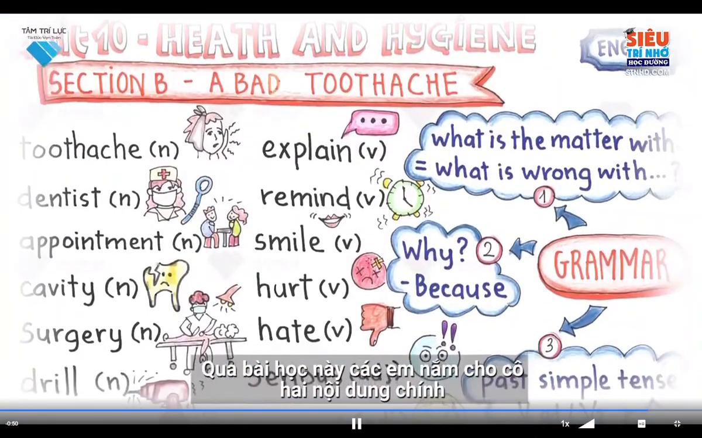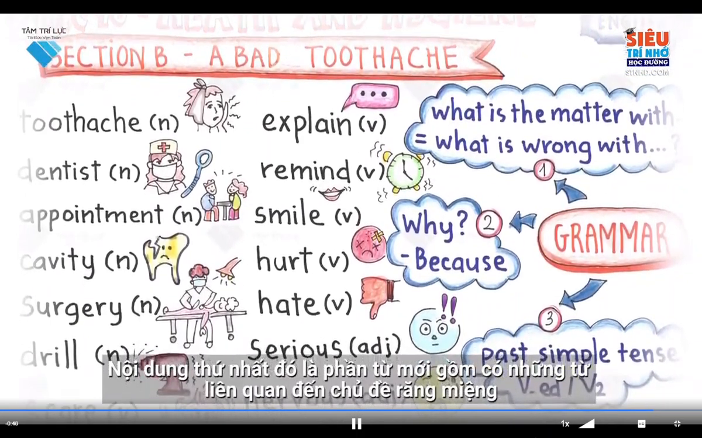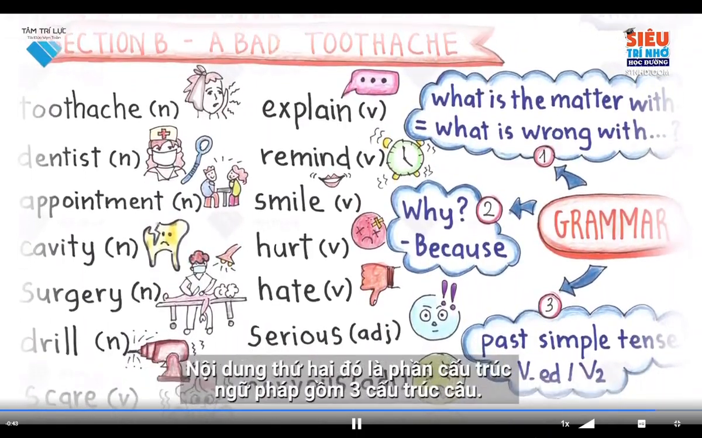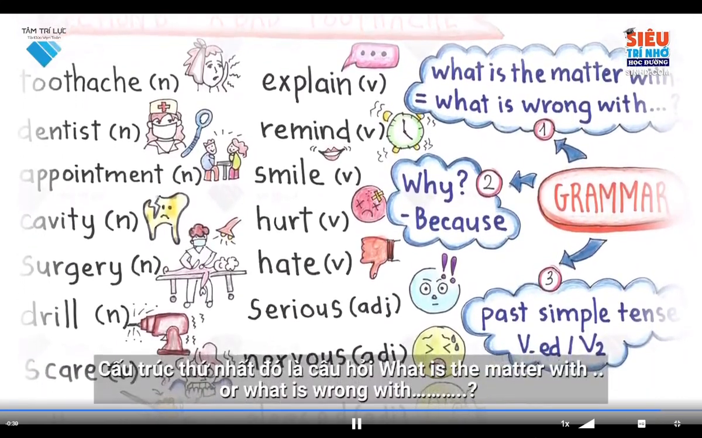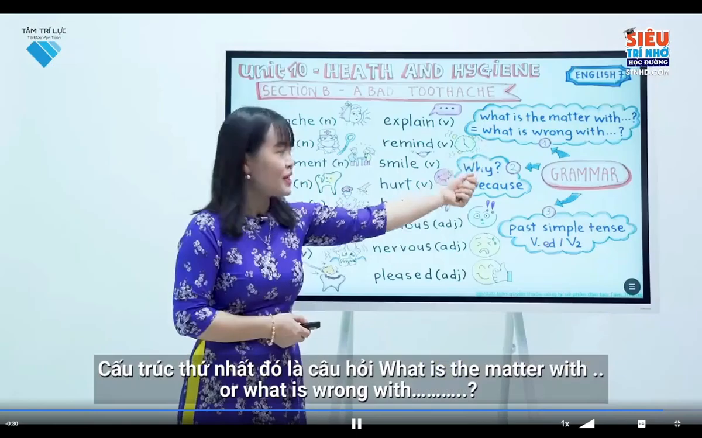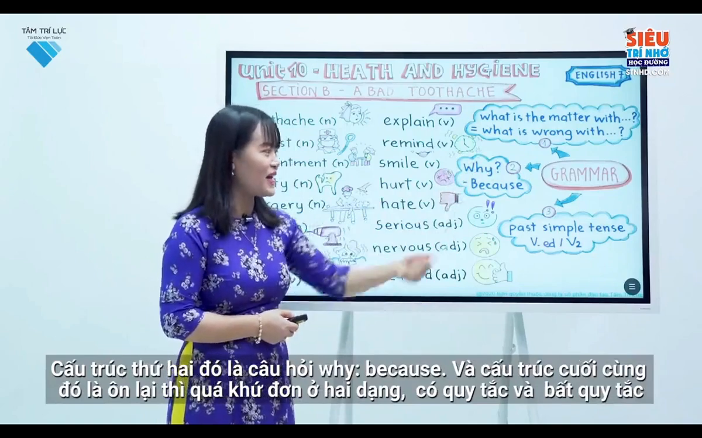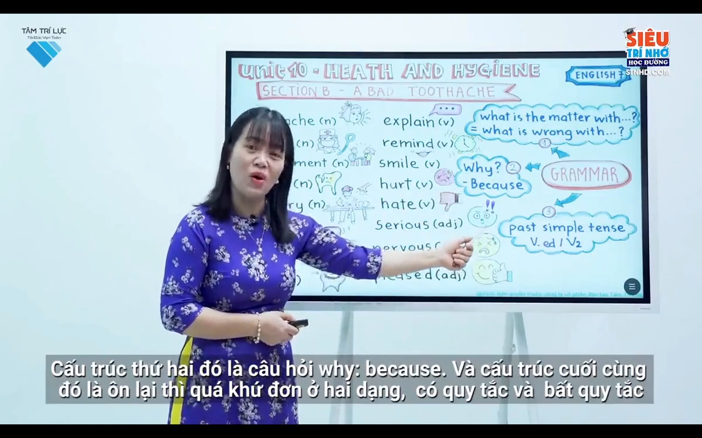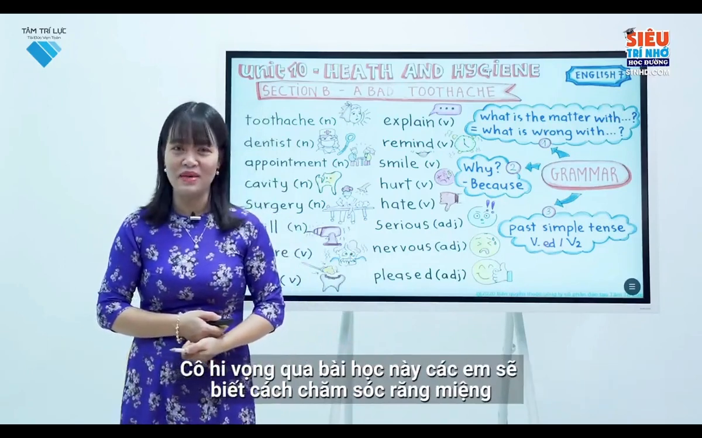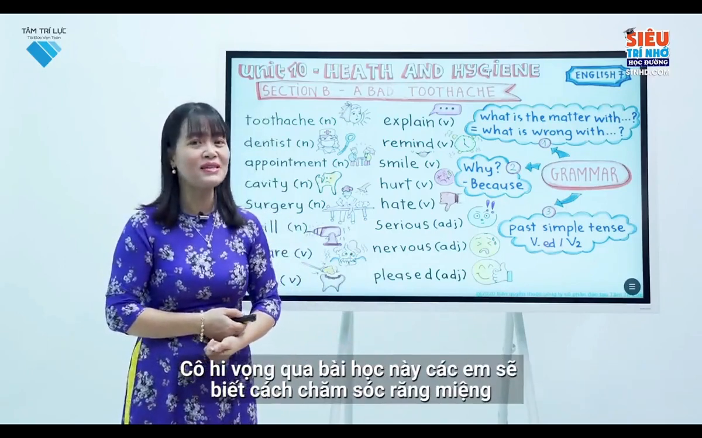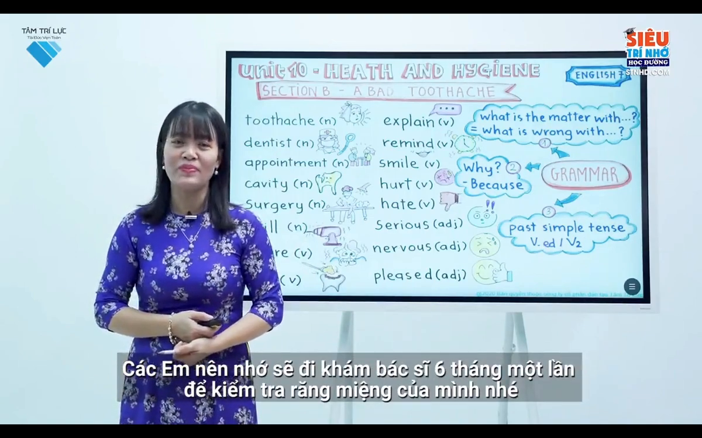In this lesson, you must remember two main parts. The first content is new words, which include the words related to the teeth topic. The second content is the grammar structure consisting of 3 sentences. First structure is a question, what is the matter with, or what is wrong with. Second structure is the why, because question. And the last structure is to review the simple past tense in 2 verbs, regular verbs and irregular verbs. I hope that through this lesson, you will know how to take care of your teeth. Remember to go to the dentist every 6 months to check your teeth.